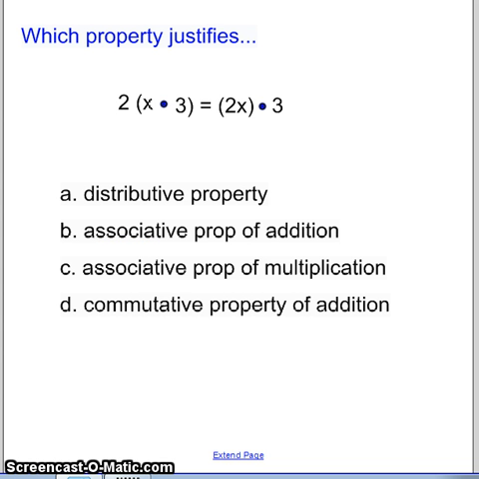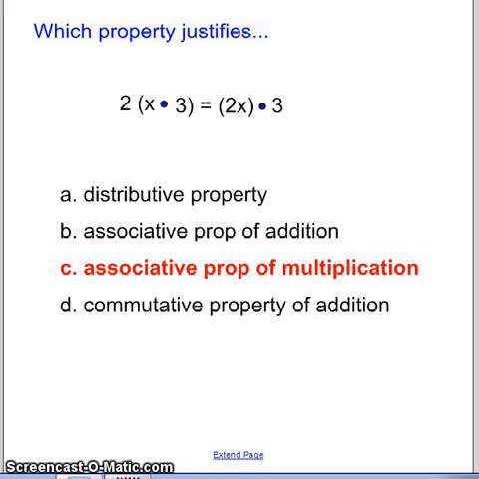Here we go from 2 times x times 3 in parentheses to 2 times x in parentheses times 3. Again, the numbers don't change. The grouping changes. So it's going to be the associative property of multiplication.